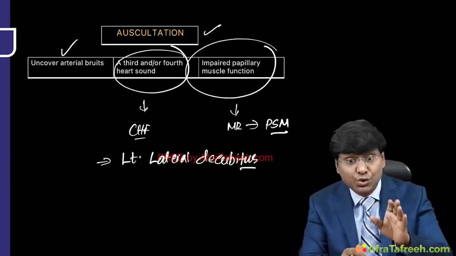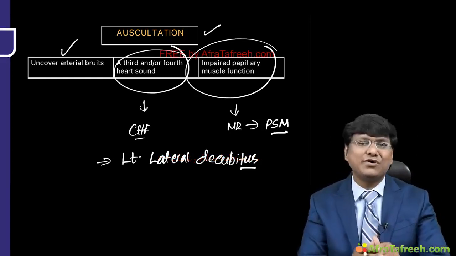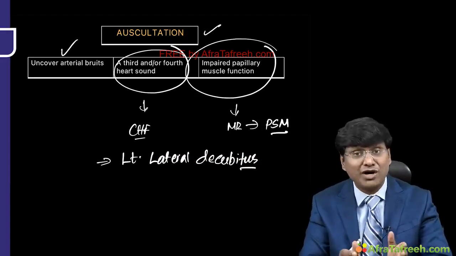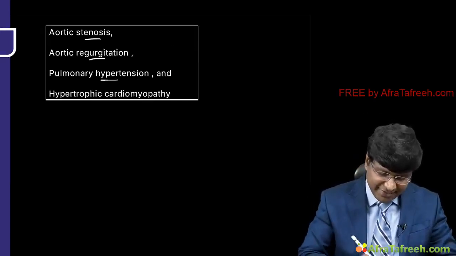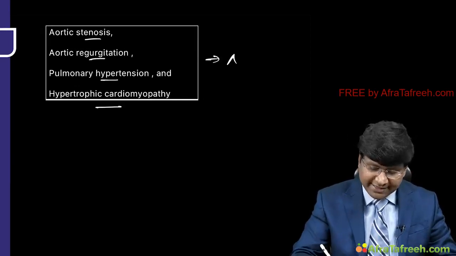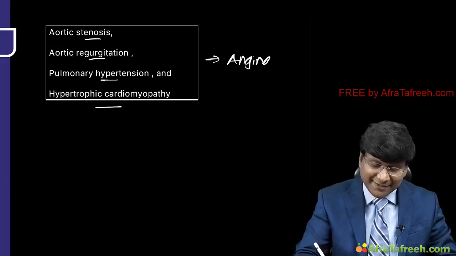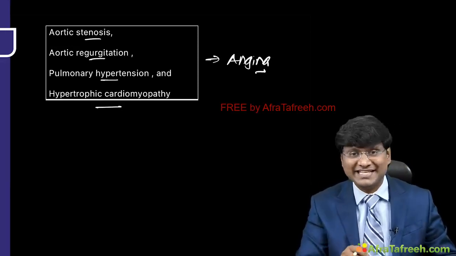And the next thing is, you need to rule out the other causes of angina in the absence of coronary artery atherosclerosis. What are those? Like aortic stenosis, aortic regurgitation, pulmonary hypertension, hypertrophic cardiomyopathy. Even these individuals develop angina, but there is absence of coronary atherosclerosis in these patients.